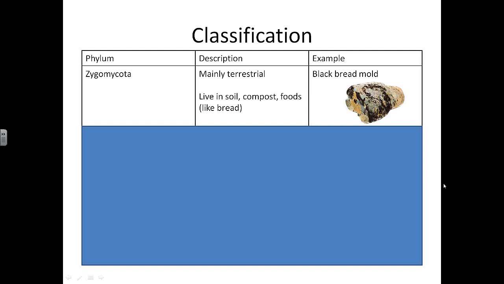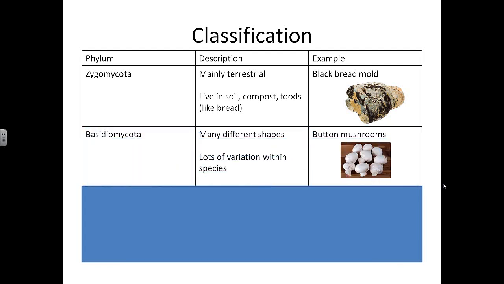Basically, with fungi, there's three main phyla. Zygomycota: most of those fungi are terrestrial, meaning they live on land, and your example would be black bread mold. Basidiomycota are probably the ones you're most familiar with when you think of mushrooms. However, there's lots of different kinds of mushrooms lumped into this group, and there's even a ton of variation within species. So white button mushrooms over here, there's lots of different types of button mushrooms within that species.